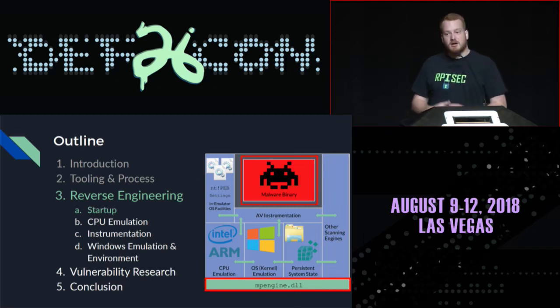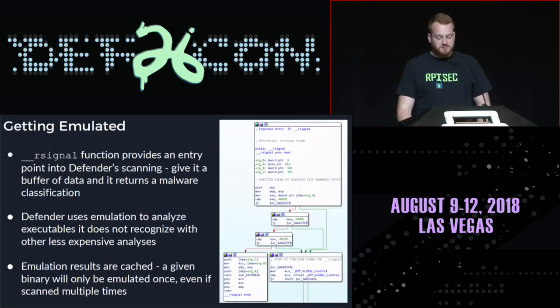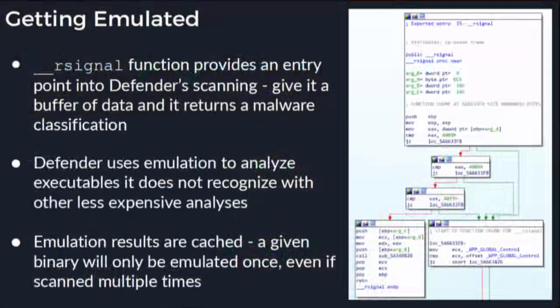Okay, now moving into the meat of the presentation, talking about reverse engineering the emulator itself. First off, I'm going to talk about startup of the engine, then we're going to move into CPU emulation, instrumentation, and then the Windows environment and emulation. So first off, the first thing that has to happen when we want to emulate a given binary is we have to load it in and initialize the emulator and get everything started up.